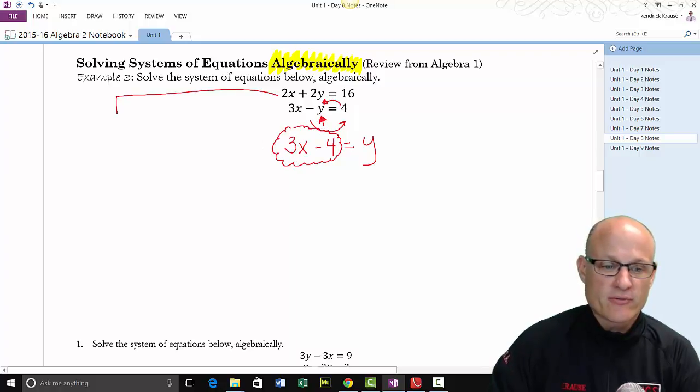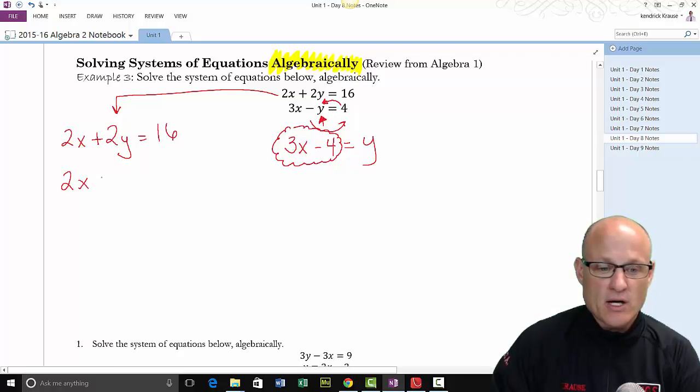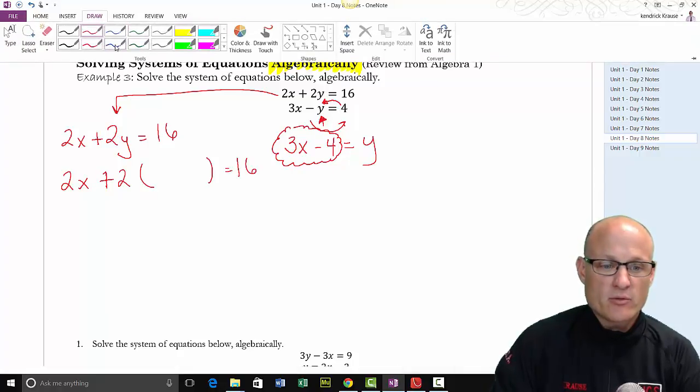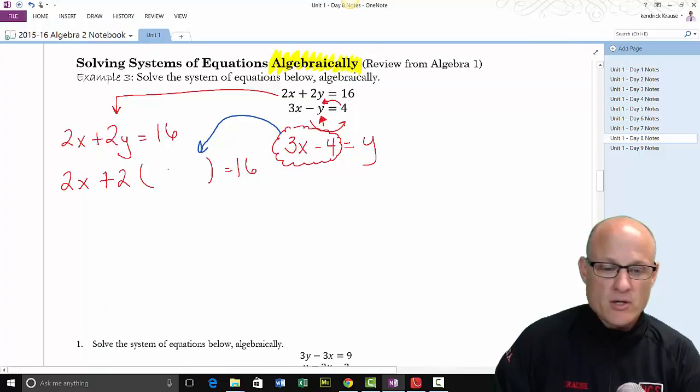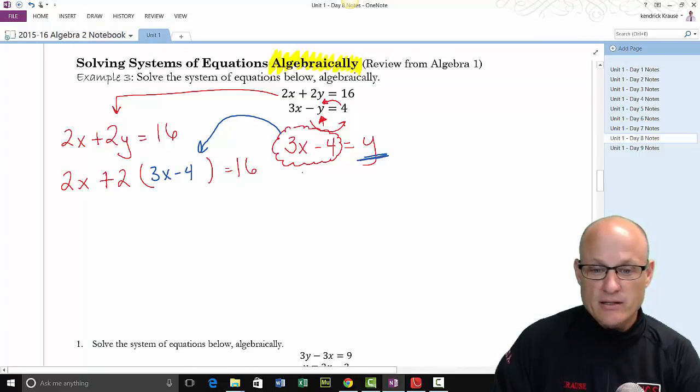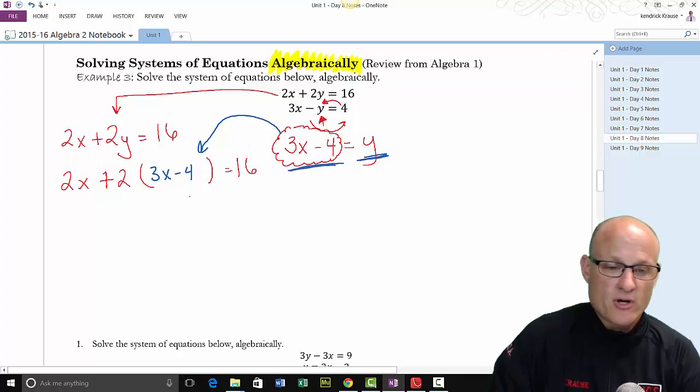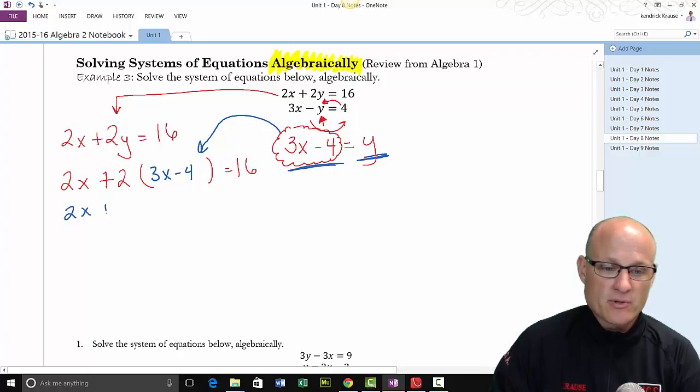So what I'm going to do is take this first equation, 2x plus 2y equals 16. That's my first equation. And I'm going to replace the y with what it's equal to: 3x minus 4, because y is equal to 3x minus 4. So I'm going to solve this. So I get 2x plus 6x minus 8 equals 16.